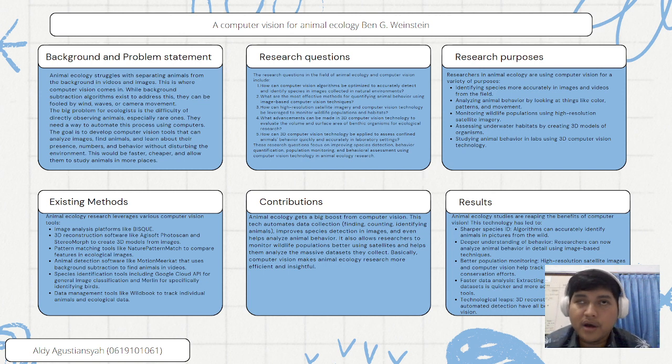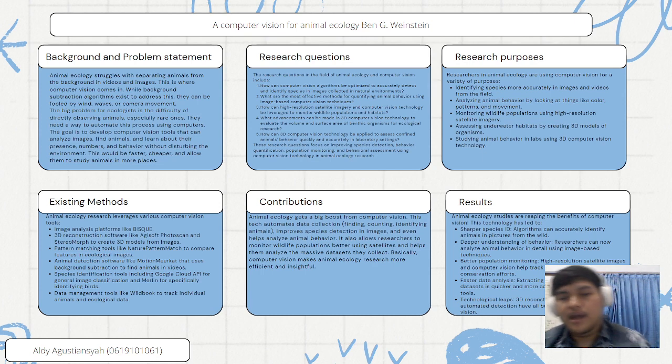So next, the contribution. The contribution from this paper is that animal ecology gets a big boost from computer vision. This tech automates data collection, finding, counting, identifying animals, improves species detection in images, and even helps analyze animal behavior. It also allows researchers to monitor wildlife populations better using satellites and helps them analyze the massive datasets they collect. Basically, computer vision makes animal ecology research more efficient and insightful.